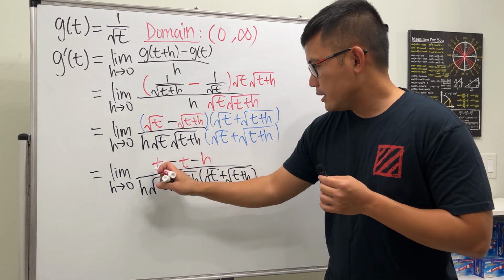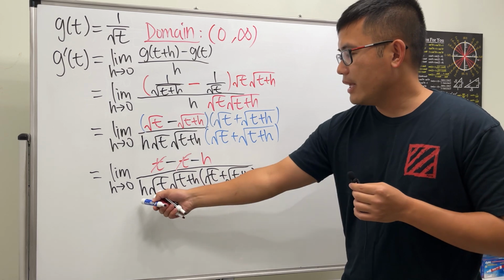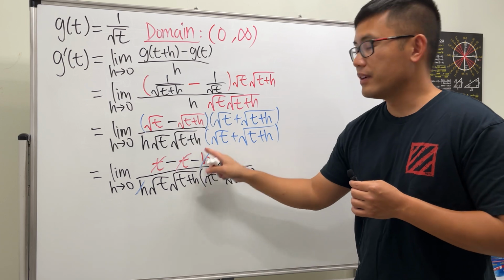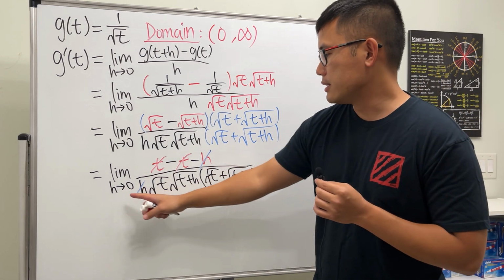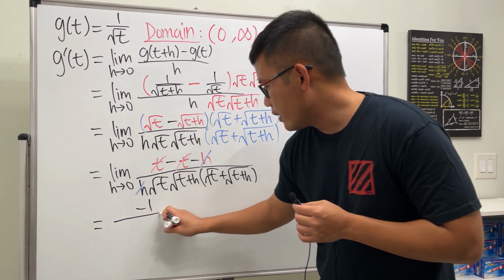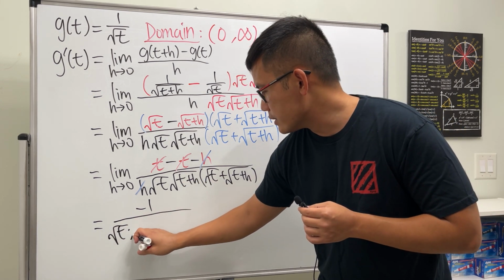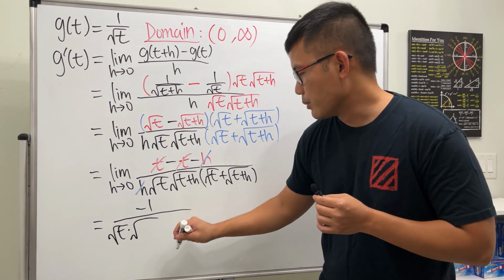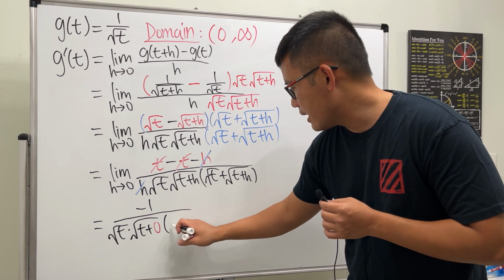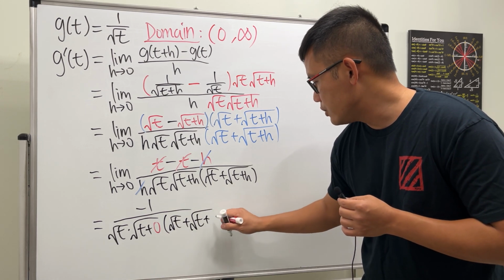So here, t minus t cancel, that's good. And you know what? We have an h here and also an h here, cancel them as well. On the top we have a negative 1. And now we know we can put a 0 into the h's. So here we have negative 1 on the top, over, here we have the square root of t. This right here is multiplying with square root of t plus 0, and then multiply by square root of t plus square root of t plus 0.